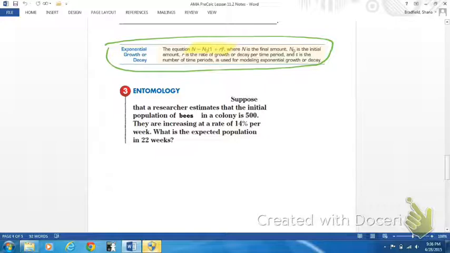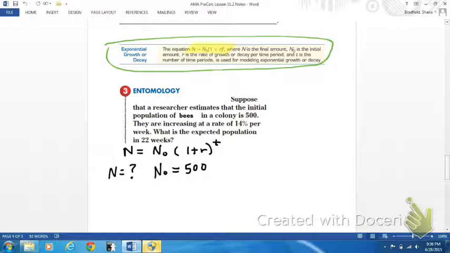So we're going to use that particular function. So we have N equals N sub 0 times (1 plus r) to the t power. It says, suppose that a researcher estimates that the initial population of bees in the colony is 500. They are increasing at a rate of 14% per week. What is the expected population in 22 weeks? So N is the thing we want to know, the expected population. We don't know that one yet. N sub 0 is the initial number. Well, we know that the initial population of the bees was 500.